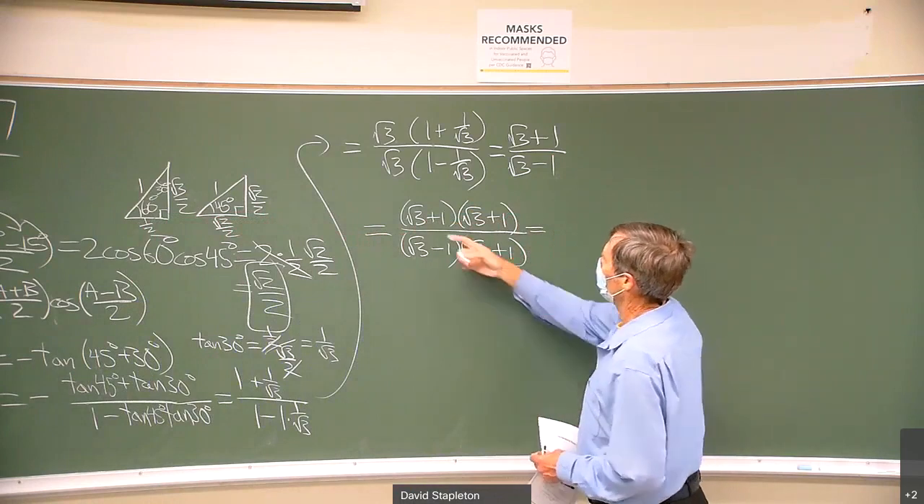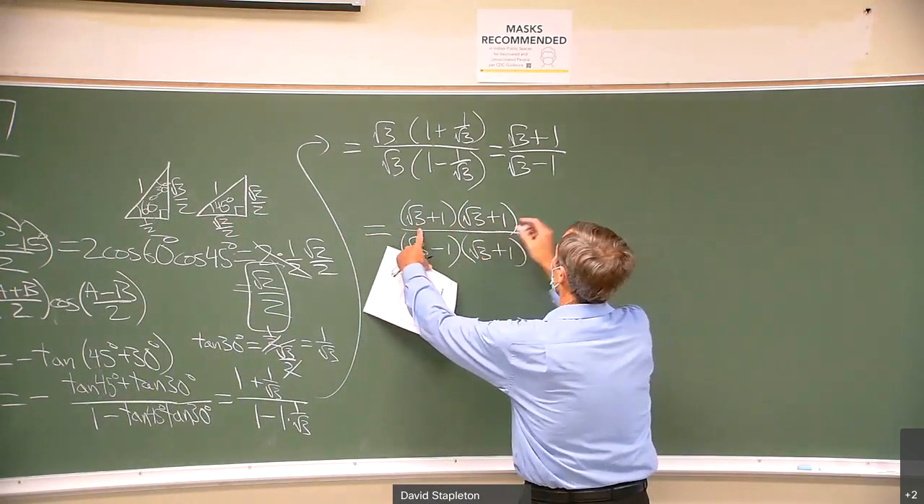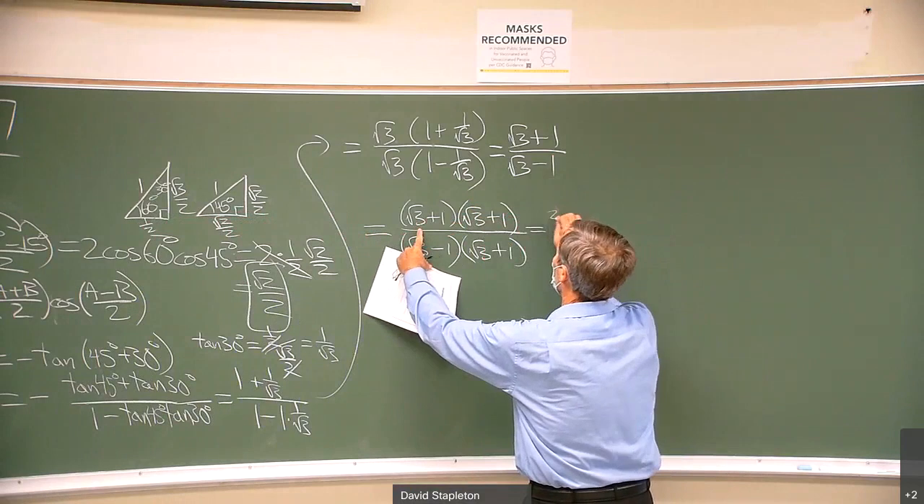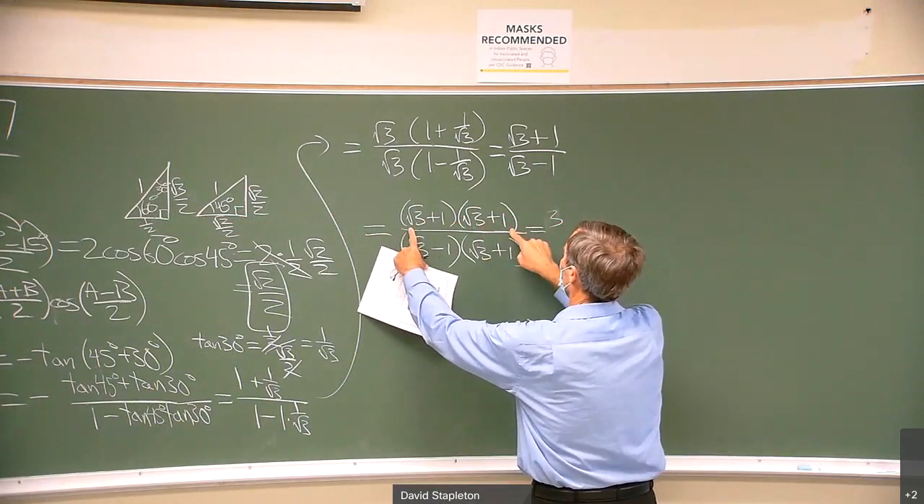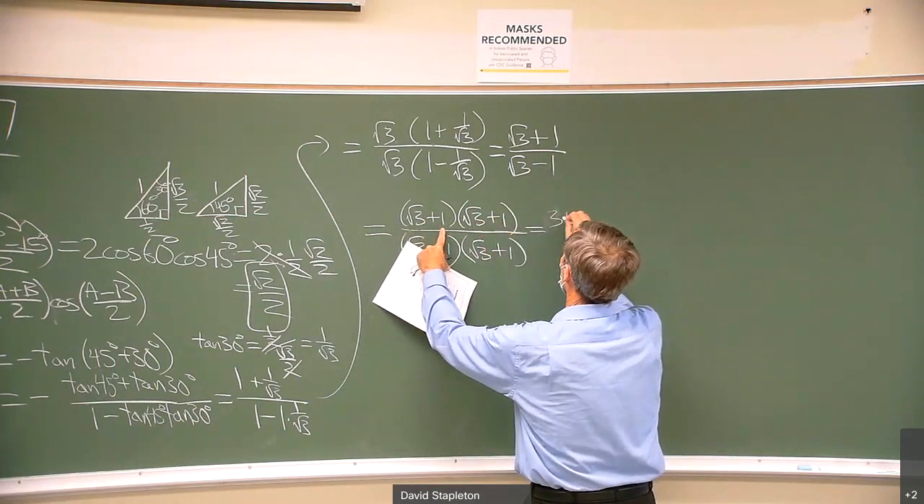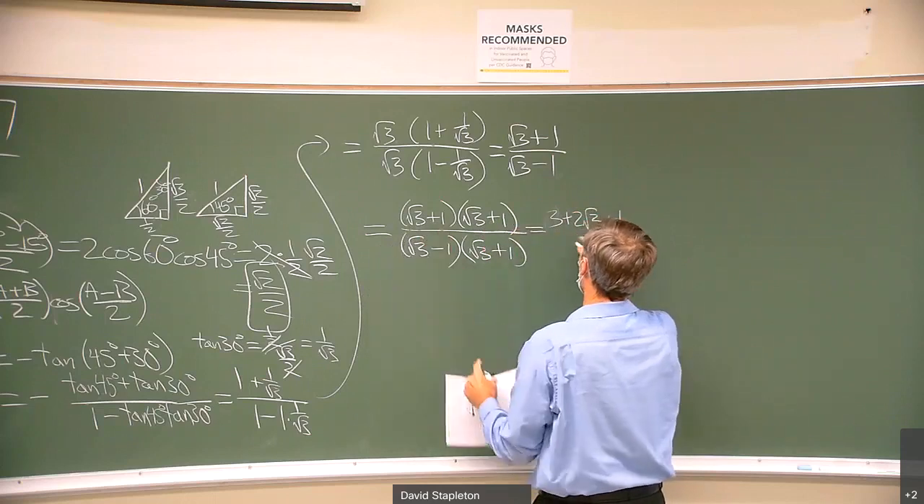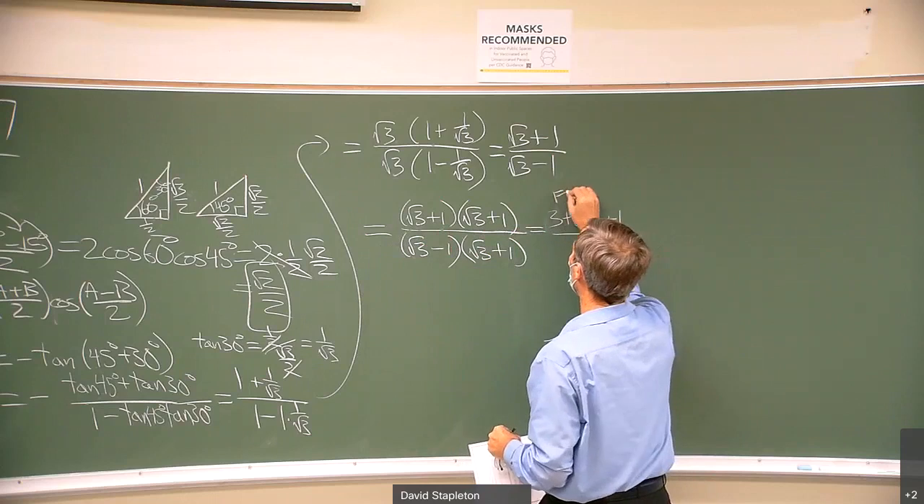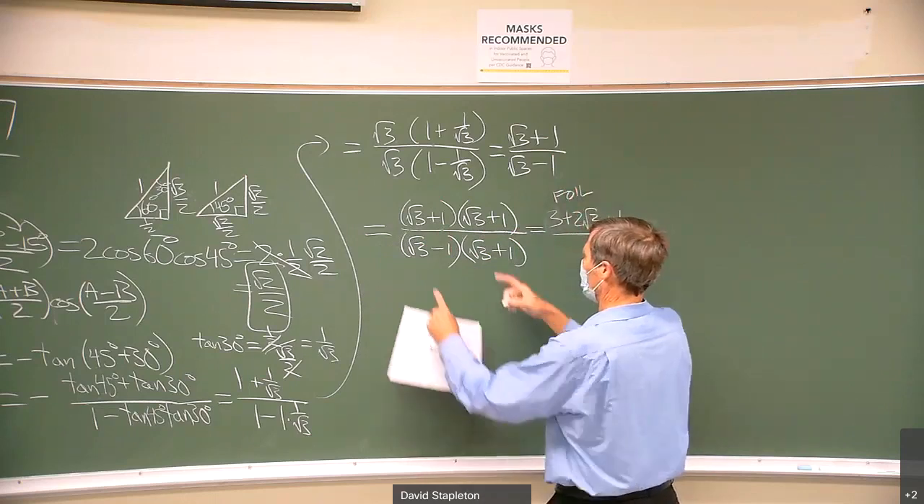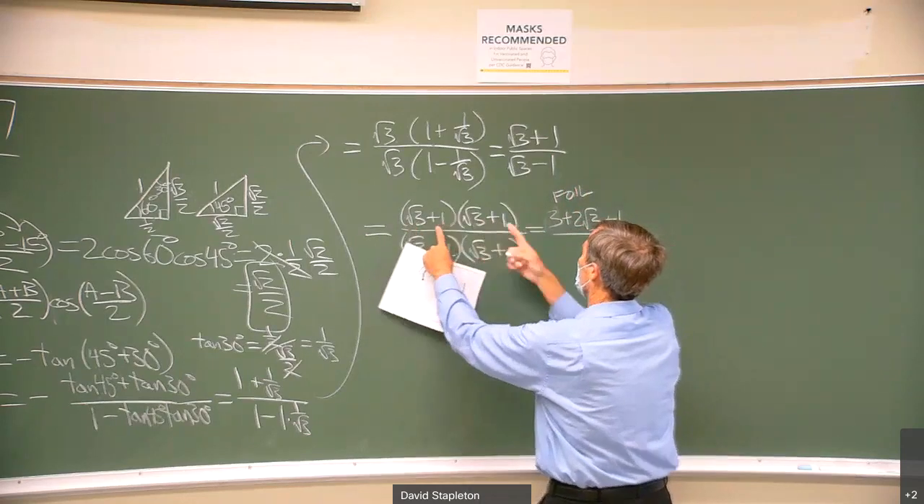So in the top, if I multiply this out, square root 3 times square root 3 is 3. That's first. Outside of square root 3, inside of square root 3, there's 2 of those. And 1 times 1 is 1. So I get this on the top by FOIL: multiply it out, every possible pair of these.